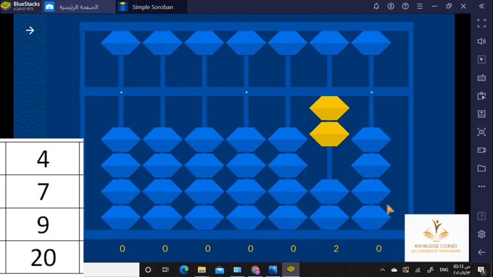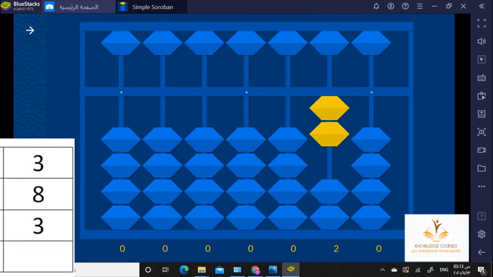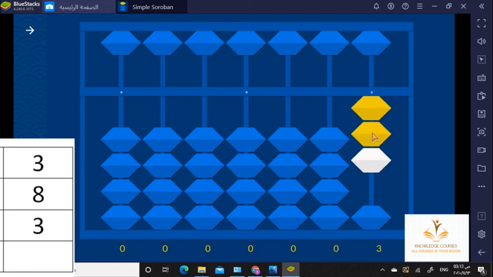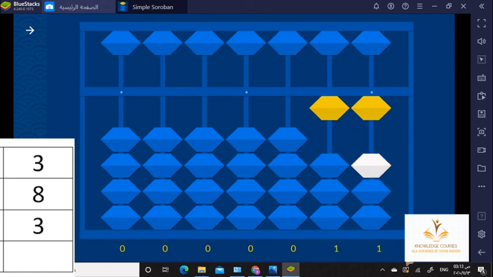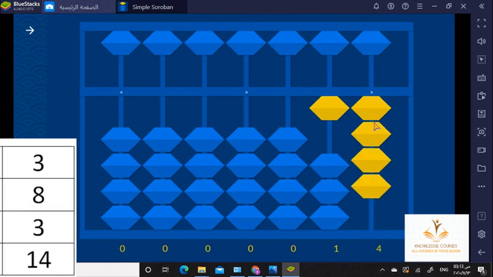The last example, 3 plus 8 plus 8. 3 plus 8, I can't represent it in the unit. So the big helper of 8 is 2, activate 10 and minus 2, plus 8. The solution is 14.